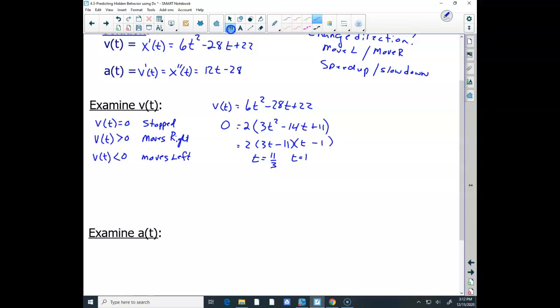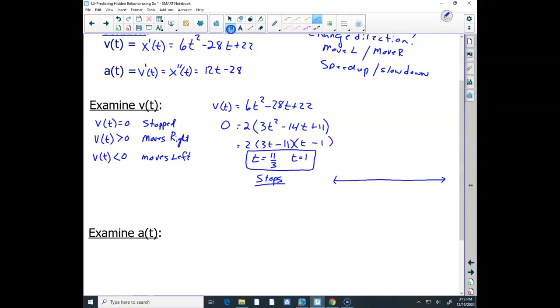Okay, so I'm stopped at t equals 1 and t equals 11/3. It stops here. And did it change direction there? I don't know. Just because it stopped didn't mean it changed direction, just like on your way to school. When you stop at the stop sign, you go through the stop sign, you did not change direction.